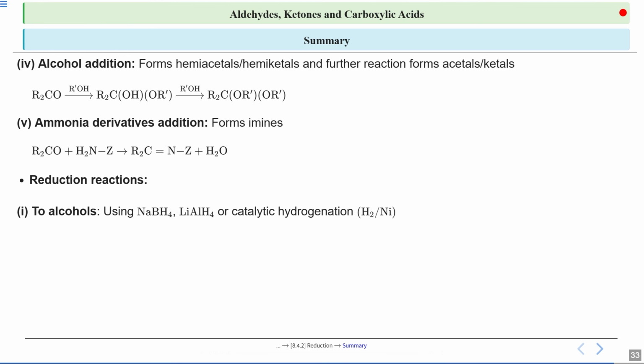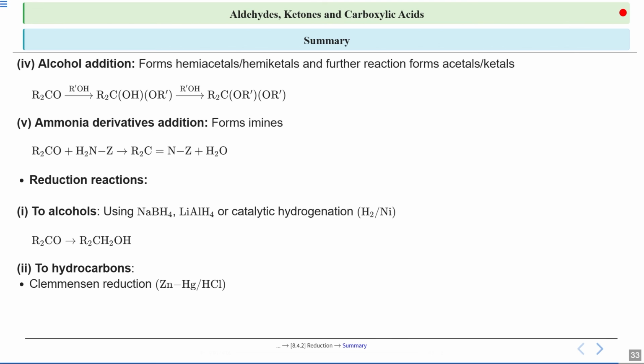Then we talked about reduction reactions. To reduce to alcohols, we use NaBH4 and LiAlH4, or catalytic hydrogenation. This shows the reaction. And next we talked about reducing to hydrocarbons, where we use Clemmensen reduction or Wolff-Kishner reduction. In Clemmensen reduction, we use ZnHg in presence of HCl, an acidic medium, and in Wolff-Kishner, we use NH2NH2, which is hydrazine, in presence of a basic medium, which is KOH.